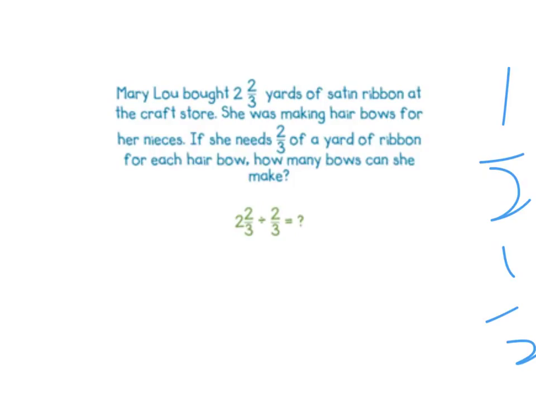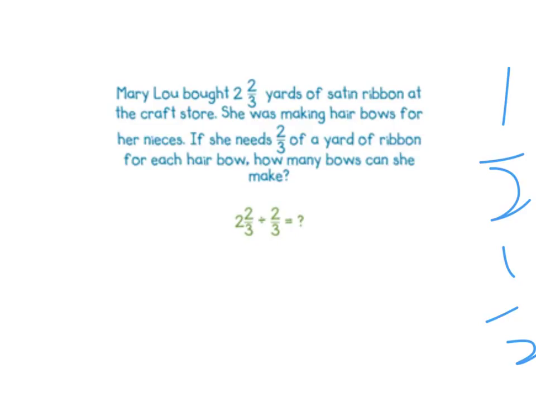So I took this problem straight from the Learn Zillion video that I assigned you. It says Mary Lou bought 2 2/3 yards of satin ribbon at the craft store. She was making hair bows for her nieces. If she needs 2/3 of a yard of ribbon for each hair bow, how many bows can she make? So it's 2 2/3 divided by 2/3.